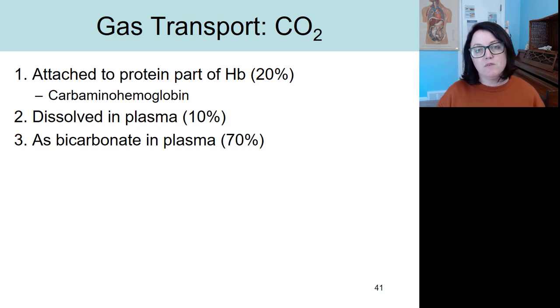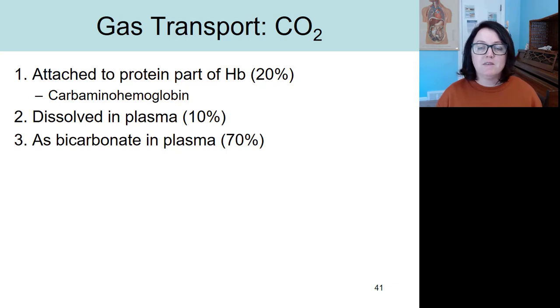So as I mentioned, there's 3 different ways we can carry carbon dioxide in the blood. About 20% of all of the carbon dioxide that goes into the blood actually goes into red blood cells and attaches to hemoglobin. So most of the time we think of hemoglobin as being necessary for oxygen transport, which is true. However, it can also transport, and it does also transport, carbon dioxide. When carbon dioxide is attached to hemoglobin, it's called carbaminohemoglobin.